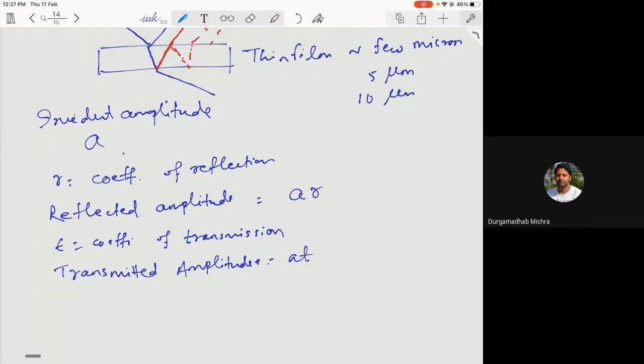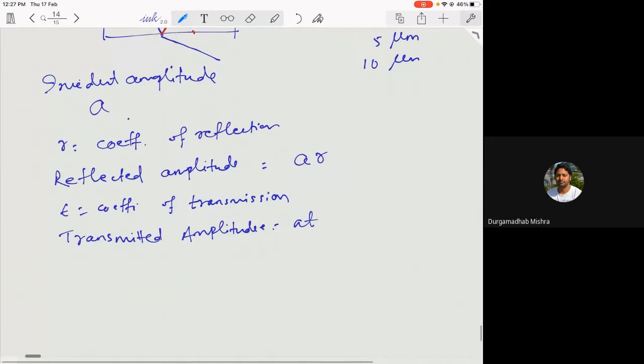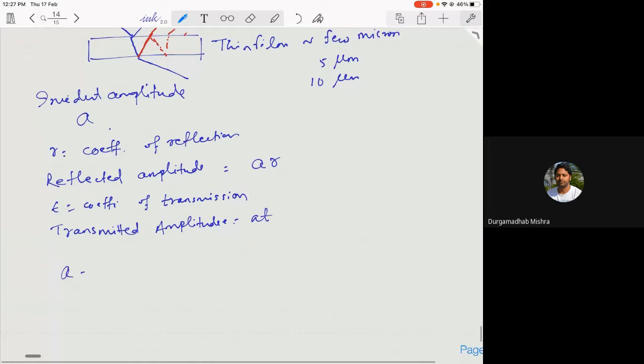So ideally, A should be equal to AR plus A into T. That means your R plus T should be equal to 1. So if you know R, you can calculate T, or if you know T, you can calculate R. If R is equal to 1, that means I have 100% reflection. All the wave falling on the surface is getting reflected. Or similarly, if T is equal to 1, nothing will be reflected, all will be transmitted.